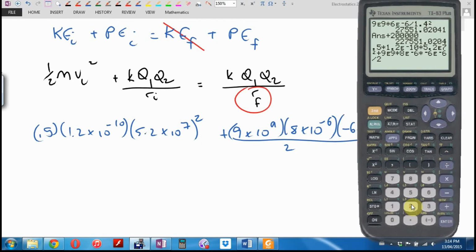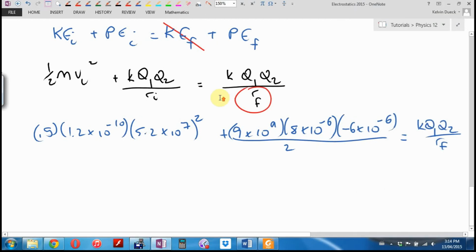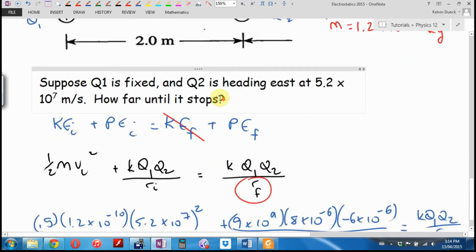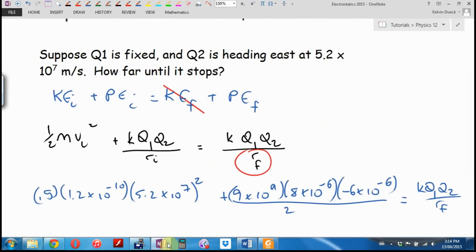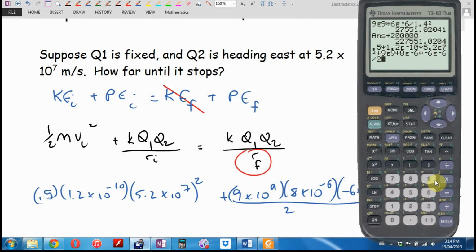Let me double check. A half mv squared plus 9 times 10 to the 9th, 8 microcoulombs. It is 6, right, Mr. Dueck? Yep. Divided by 2. Oh, okay. Wow, yeesh.